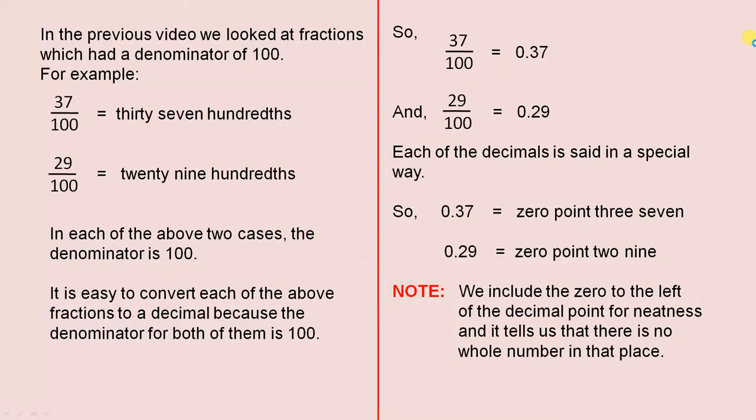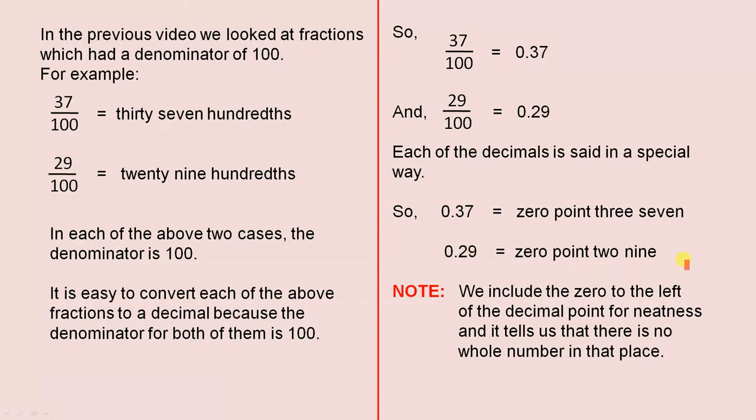It is easy to convert each of the above fractions to a decimal because the denominator for both of them is 100. So, 37 over 100 is 0.37. And 29 over 100 is 0.29. Each of the decimals is said in a special way. So, this decimal here, we say it as 0.37, and this decimal here we say it as 0.29. So you say each of the digits one by one.